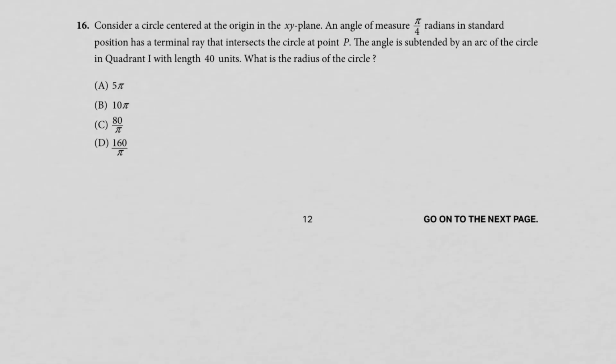Okay, let's look at number 16. Consider a circle. Why do I have to say it that way? Why don't you say there's a circle? We have to say consider a circle. So we have a circle.